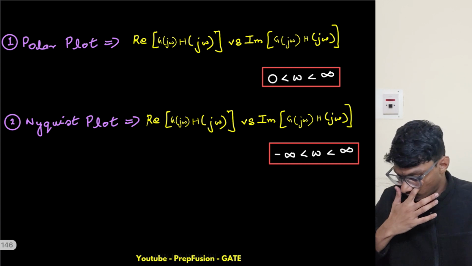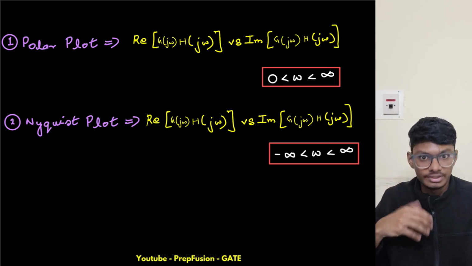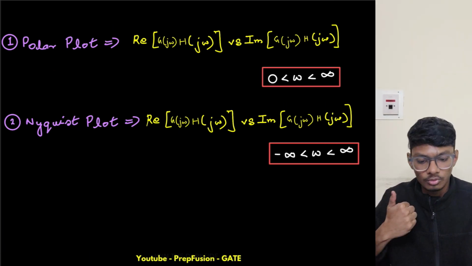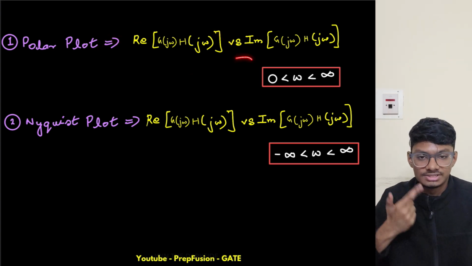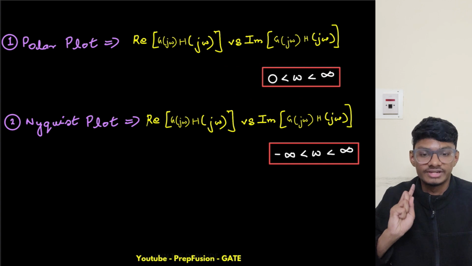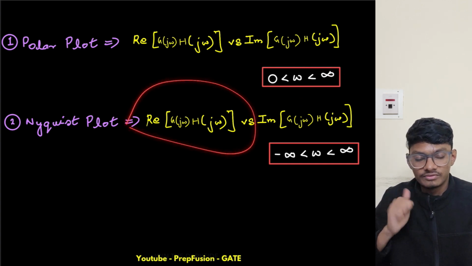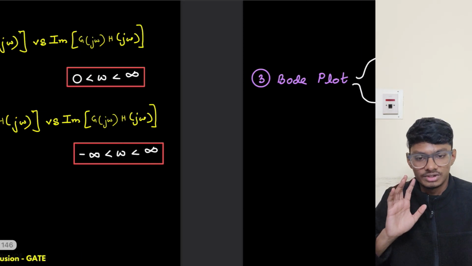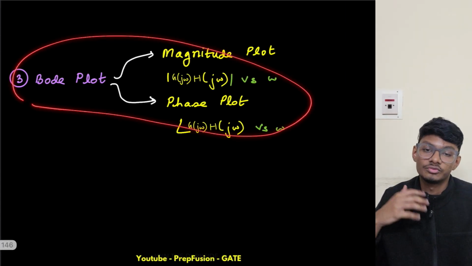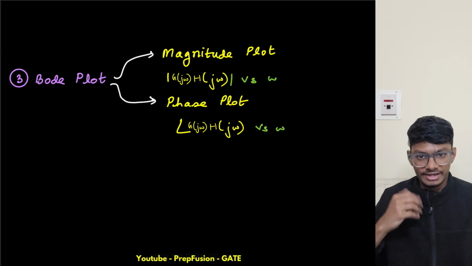Okay. For now, there are three plots that we'll mainly study. One is the polar plot, which is the plot between the real of the OLTF and the imaginary of the OLTF, where omega varies from 0 to infinity. And this is a plot of the real of the OLTF and the imaginary of the OLTF, where omega varies from minus infinity to plus infinity.